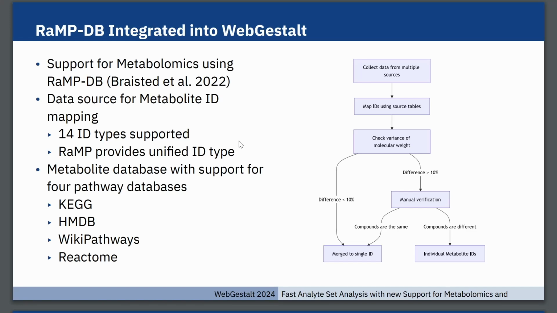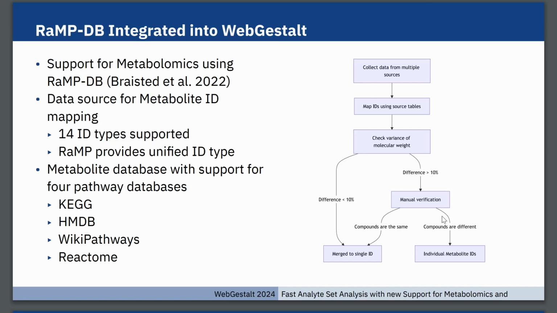A very broad strokes workflow that they look at is, if they see that one ID type maps to 2 different metabolites, or there are some conflicts, they run it through this conflict resolution pipeline where they check the variance in molecular weight, and if they find a large enough difference, they'll manually verify all these ID types, and then determine whether or not they should be merged to a single ID.